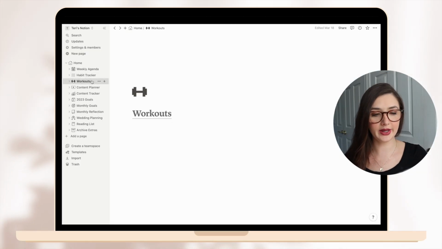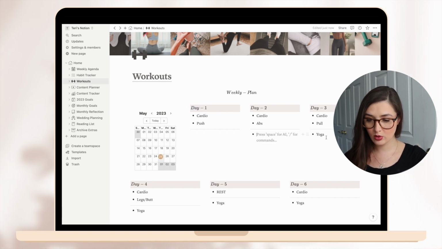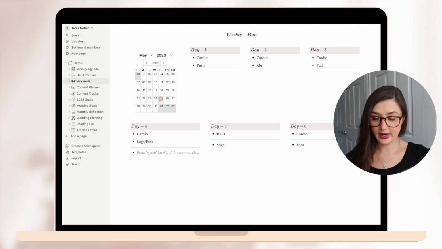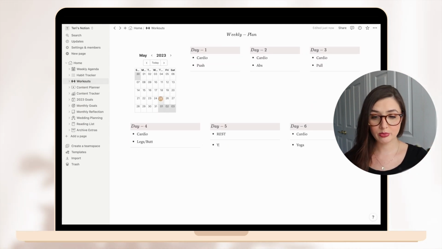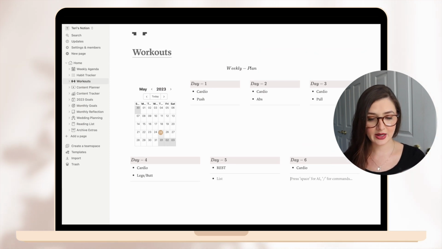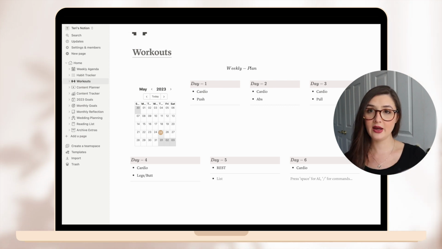Moving on to my workouts tab. This has been incredibly consistent. Aside from doing yoga every day, I have not been doing yoga anymore. I could get back into it, but right now what I've been doing has really been working for me. And that is day 1 push, day 2 abs, day 3 pull, day 4 leg/butt. And then usually I take a rest day on the 5th day, whenever that is.